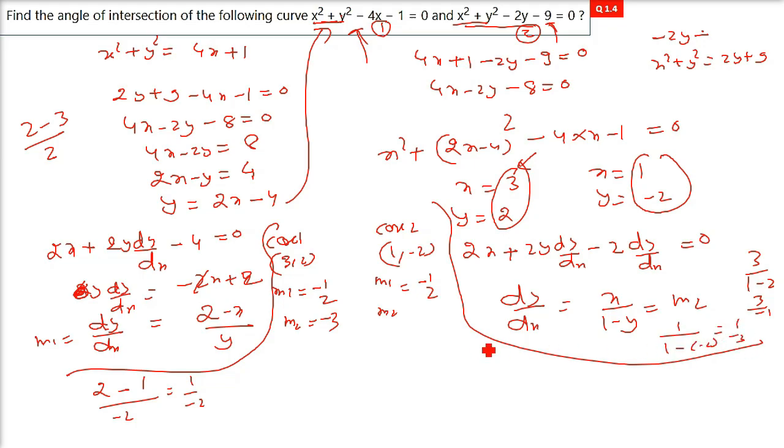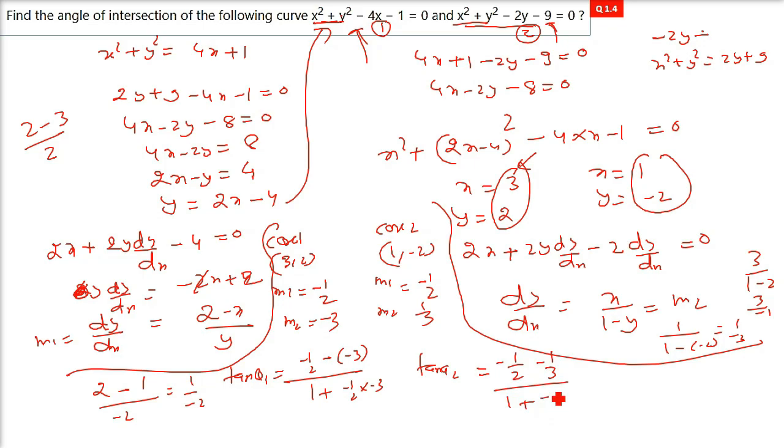And that is going to be tan theta 1 and tan theta 2, so there will be two angles. Tan theta is (M1 minus M2) by (1 plus M1 M2). Just use that formula. M1 is negative half, M2 is negative 3. And take the modulus, please. Tan theta 2 will be (minus half minus 1 by 3) divided by (1 plus negative half into 1 by 3). So it will be 1. This is going to be tan theta 2, again 1. So you have to take the modulus. Even if it is negative, you have to put it as positive.